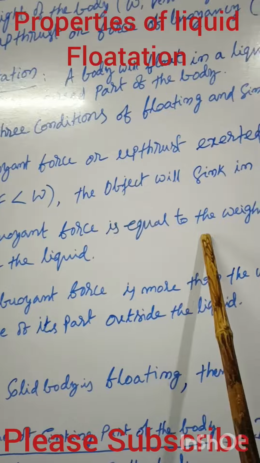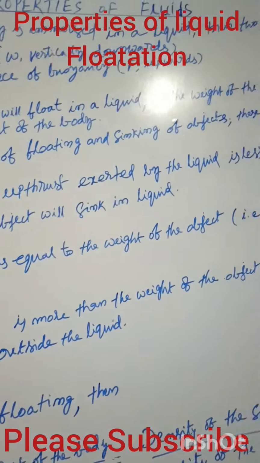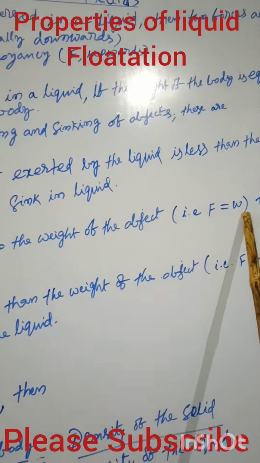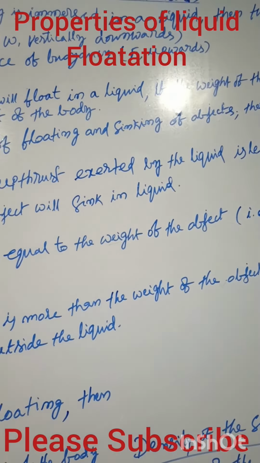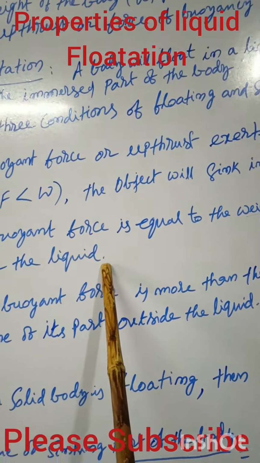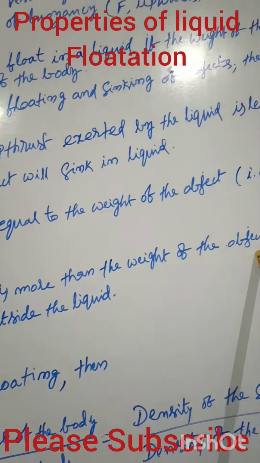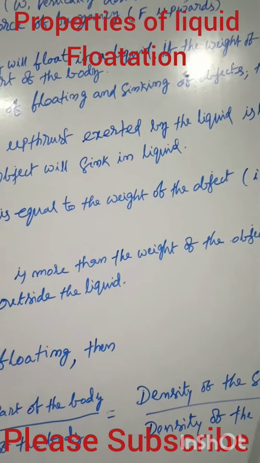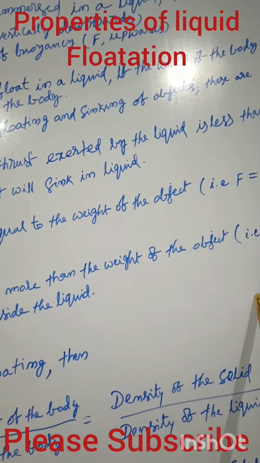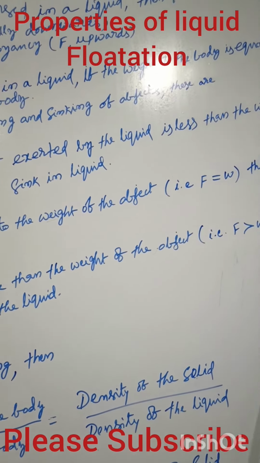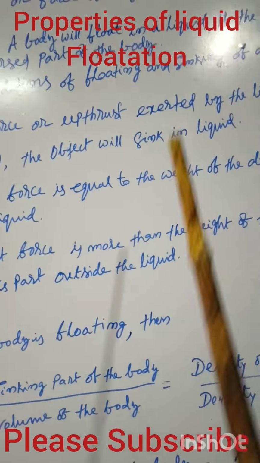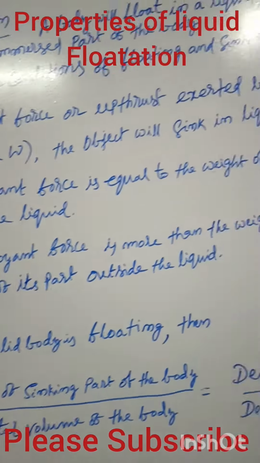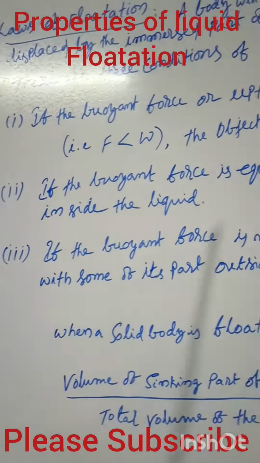If the buoyant force is equal to the weight of the object, the object will float inside the liquid. Buoyant force and weight are equal, then the object will float, but inside the liquid. If the buoyant force is more than the weight of the object, then the object will rise with some of its part outside of the liquid. When the buoyant force is more, it tries to lift the object thrown in the liquid, so some part of the object will be outside of the liquid and some part is inside, sinking. That is the third condition. So these three cases exist.